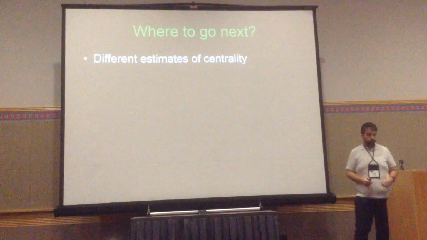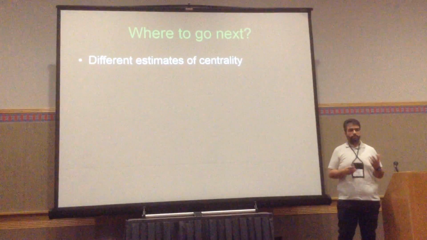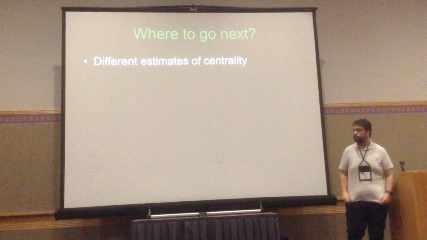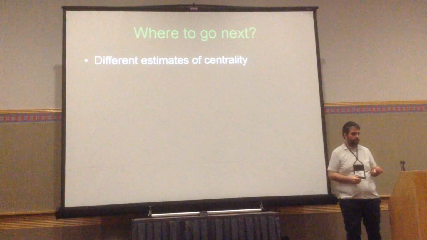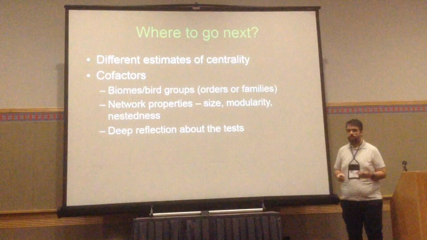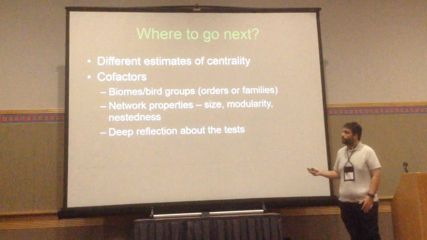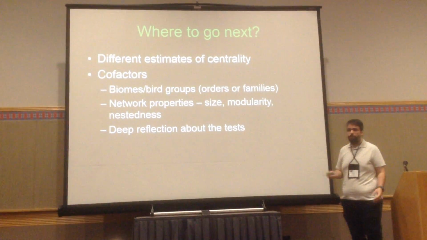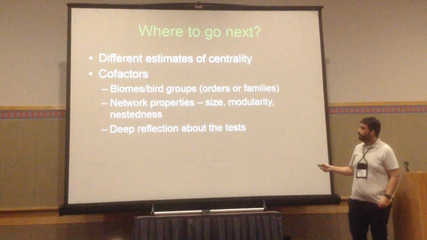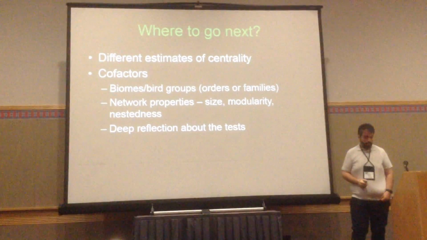Where to go next? Try different estimates of centrality. I showed you only the closeness centrality. Although they are highly correlated, they mean slightly different things, so we want to try to address properly what each of the metrics represents. And also try different cofactors. For example, instead of separating by tropical and temperate, separating by biomes or bird groups or anything like that. And try also to incorporate network properties, not the properties of the nodes, but a property of the whole network, like size or modularity or nestedness, to see if this can help us find something interesting.